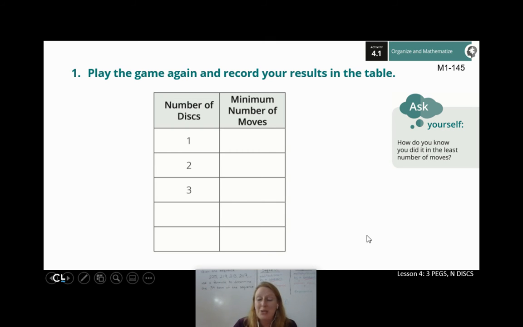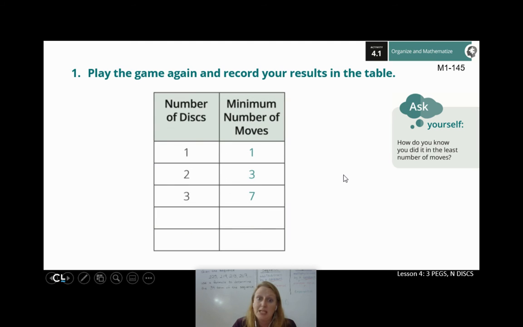I hope you realize that with 1 disc, it only takes 1 move. Yeah, with 1 disc, it only takes 1 move. 2 discs, it took 3 moves. And of course, we already noticed with 3 discs, it took 7 moves. So I was able to do 2 discs and 3 moves over, and on.